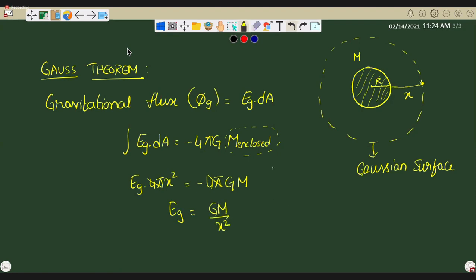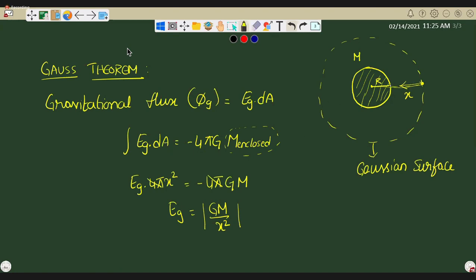Now look at your formula for any point outside. What is your electric field? Of course, we'll take a mod. The minus indicates the field is towards the mass. We said the field is towards your mass. Is it the same thing which we got doing the derivation? Yes, sir. We got GM by x square.